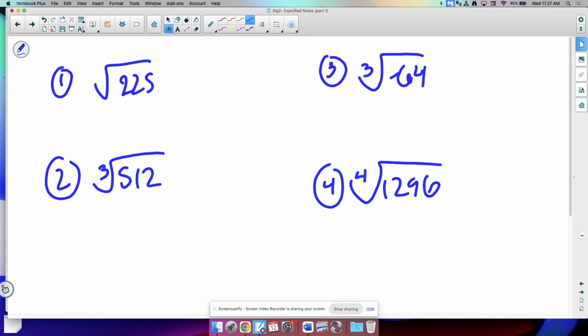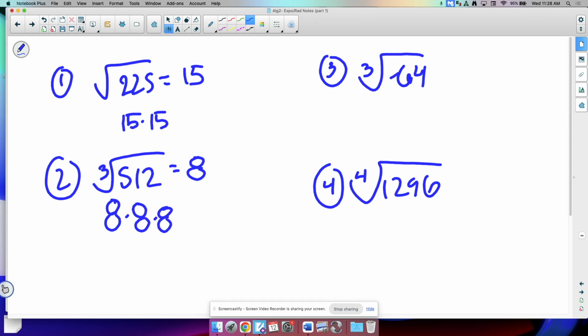Alright, starting with number 1. What is the square root of 225? Why? Because it's 15 times 15, right? So square root, 15 times 15, so we get 15. Number 2, what's the third root of 512? And it's because 8 times 8 times 8 is 512. So a third root is looking for groups of 3. Jumping to number 4. What's the 4th root of 1,296? Why?